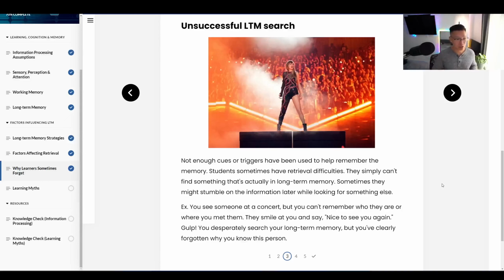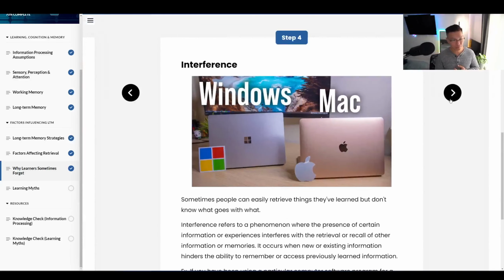And sometimes, maybe a week later, you're on Instagram and you see that person post a picture at the Taylor Swift concert. Maybe you didn't see their name, but then you see that post and you're like, "Oh, I know exactly where they're from." Here's an example of an unsuccessful long-term memory search.